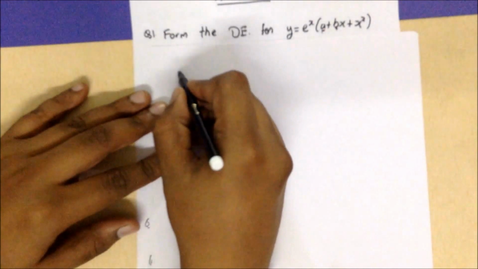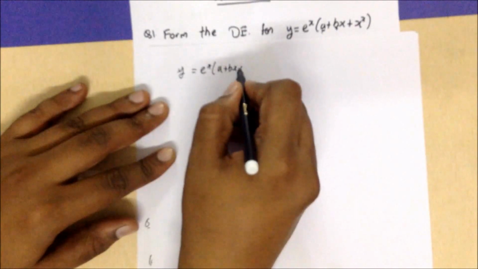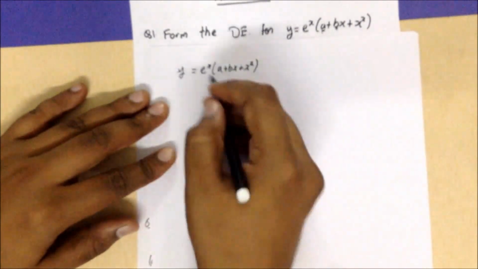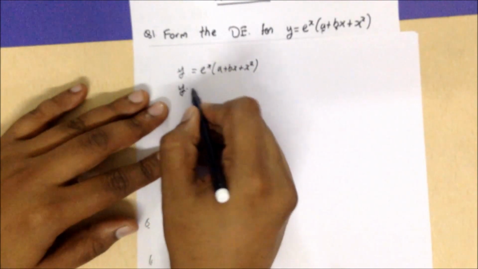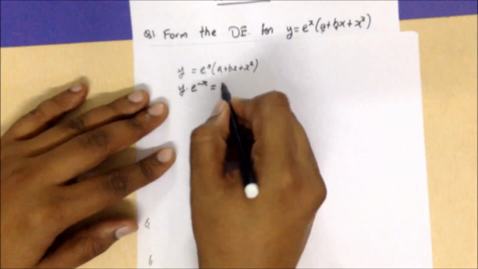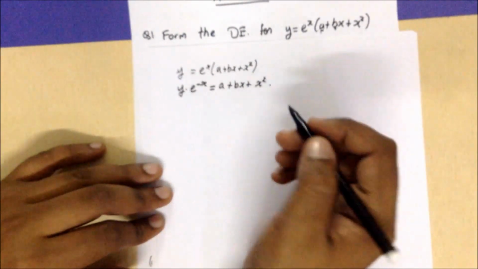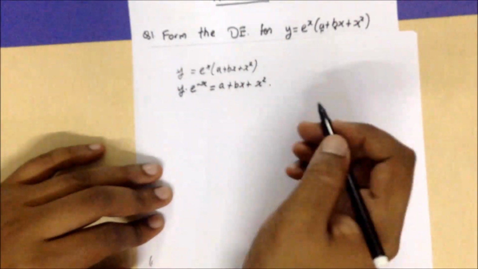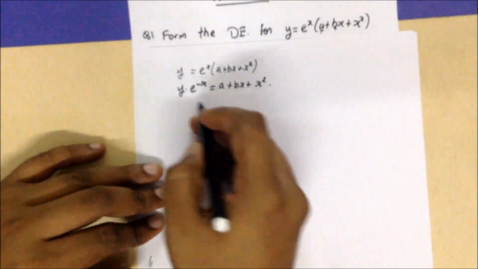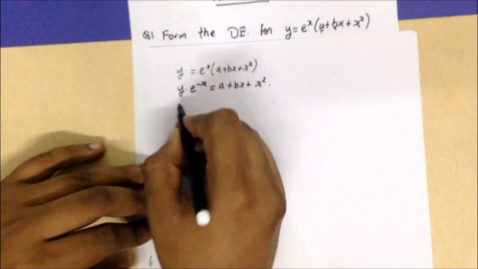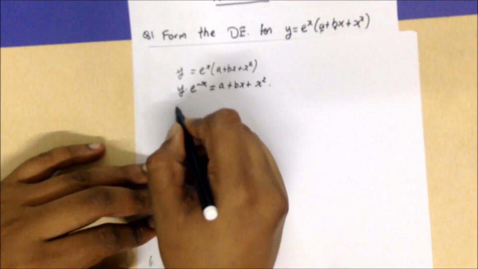So we are considering the equation y equals e raised to x into (a plus bx plus x square). Now what you can do is you can take this e raised to x on this side. So what we will get is y into e raised to minus x equals a plus bx plus x square. Now this might look a bit complicated, but you have to use pure logic in this. Now taking the derivative directly, this is going to be my uv rule. So the derivative of y is going to be y1.